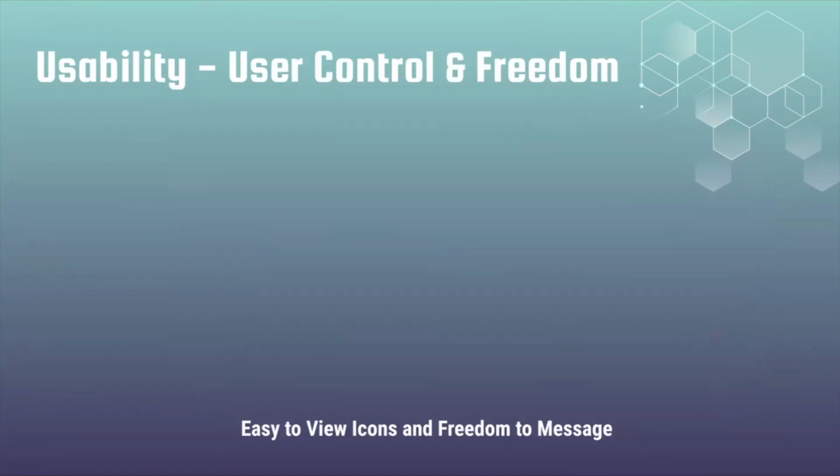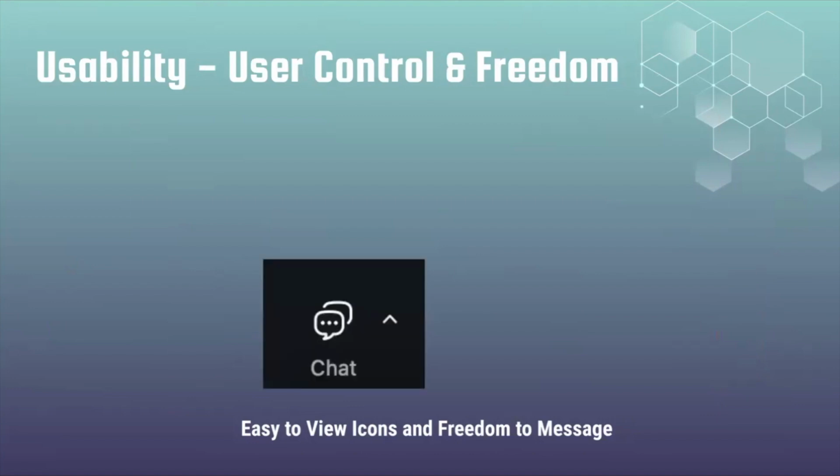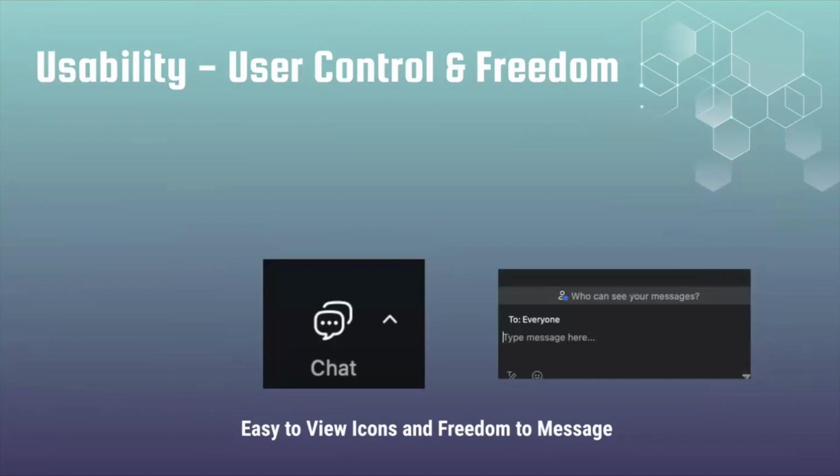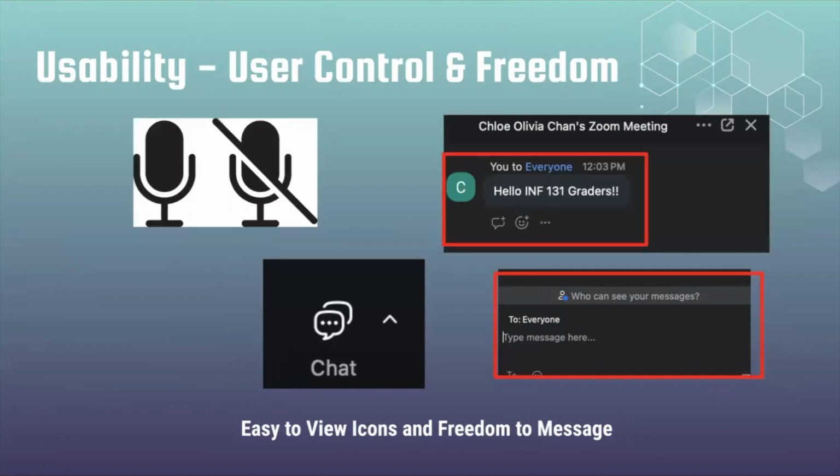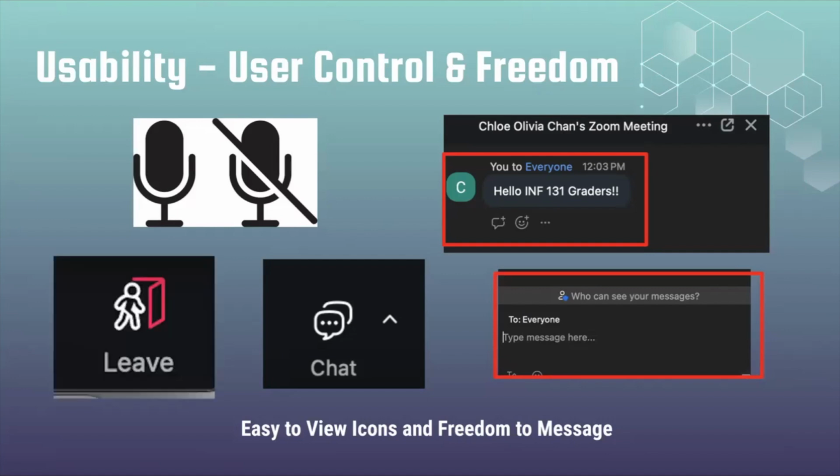The last usability principle that we will go over is user control and freedom. So Zoom allows users to have complete freedom and control of the application when they are in a meeting. Once entering the meeting, participants can freely add questions or comments in the chat box to interact with the other participants. Notice here I said hello informatics 131 graders. People can also mute and unmute when they want to speak whenever they like, unless they are disabled by the host, but usually that is unlikely. And they also can leave whenever they please.